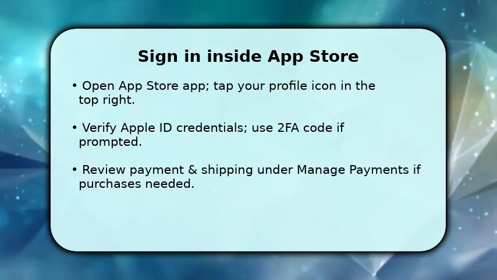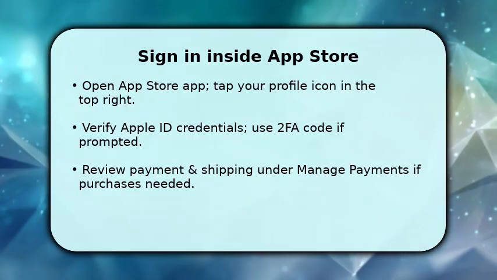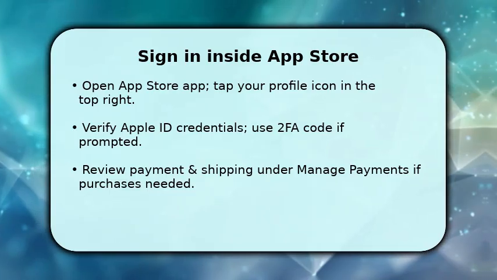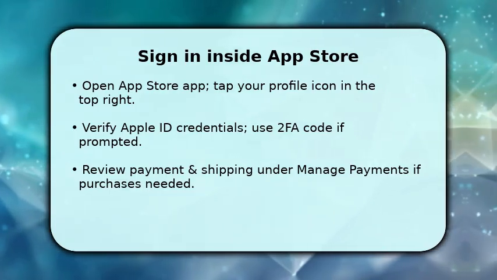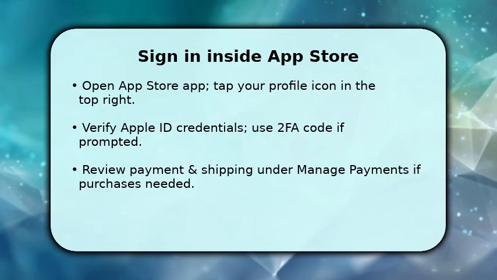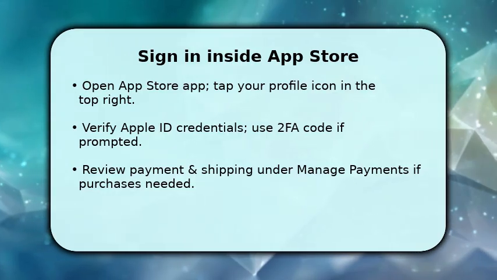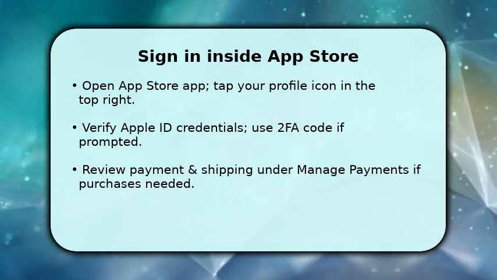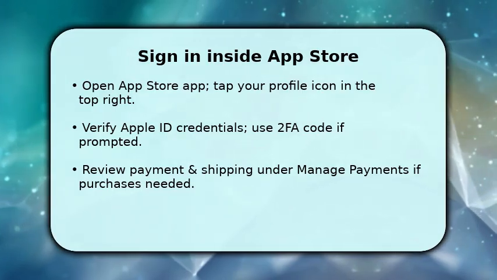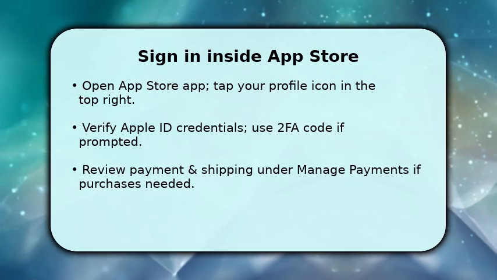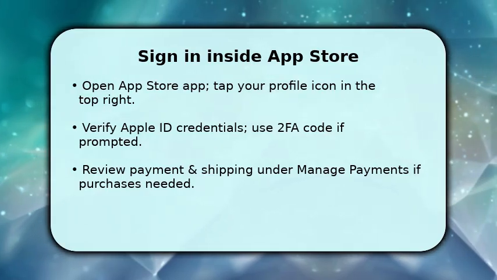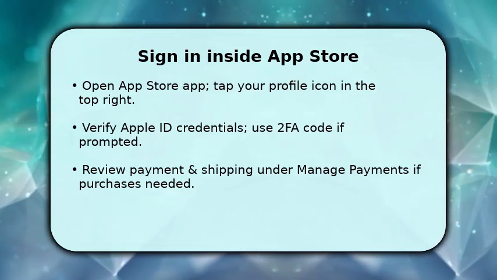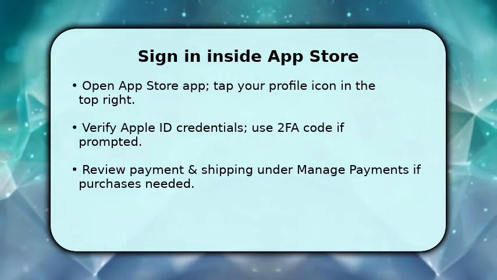Now open the App Store and tap your profile icon in the top right to begin the connection. You'll be asked to enter your Apple ID password, input it, and, if prompted, approve the device with two-factor authentication using the code sent to your trusted device. Once signed in, tap Manage Payments or Account Settings to confirm your billing method and region. Mismatched country settings often block downloads. Make sure your Apple ID shows as active and synced before proceeding to download apps.